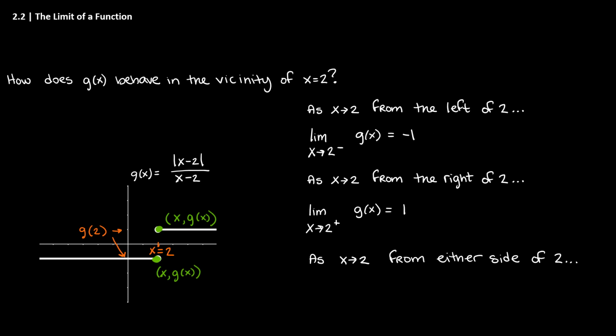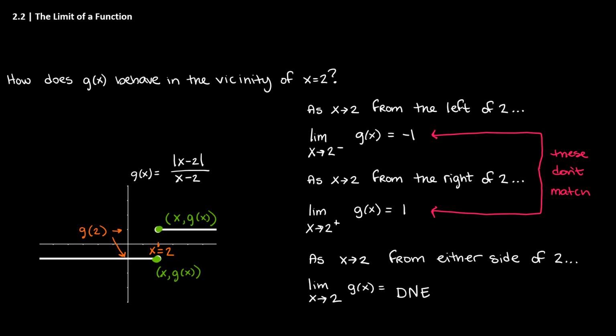On the last function, the left and the right limits matched, and that's not true here for g of x. The left and the right limits do not match. -1 is not the same thing as +1. So we are not able to generalize a two-sided limit. We can't say as x is approaching 2 from either side of 2, the function is tending towards one value, because it's not. It's going to 2 different places.